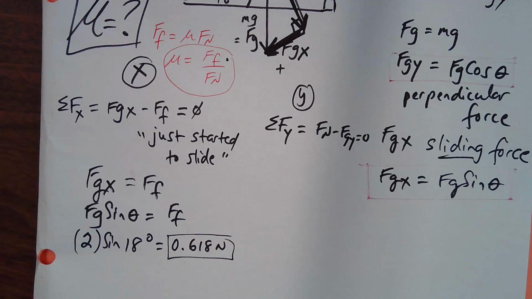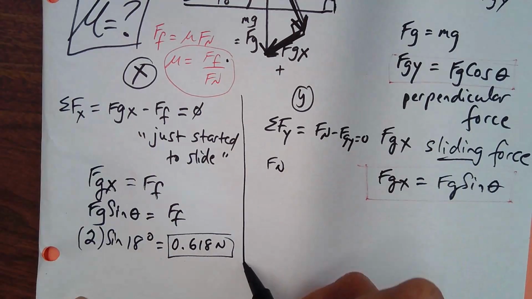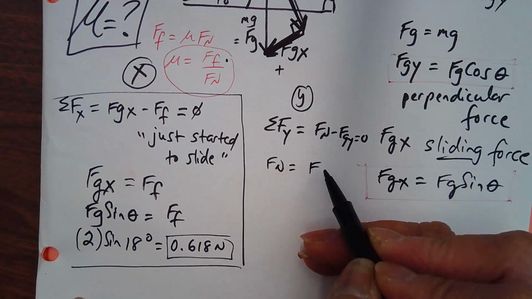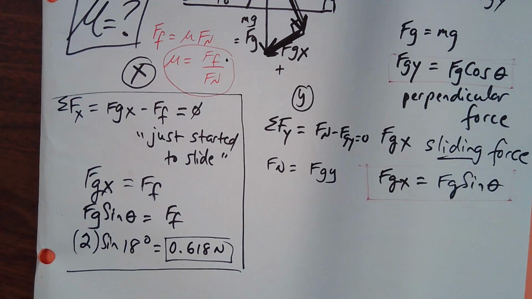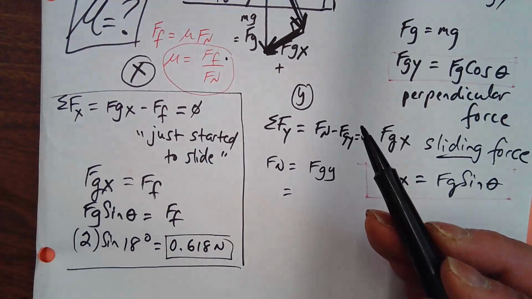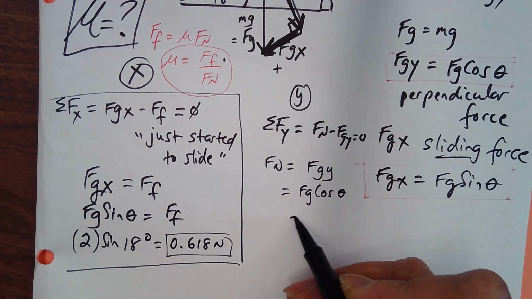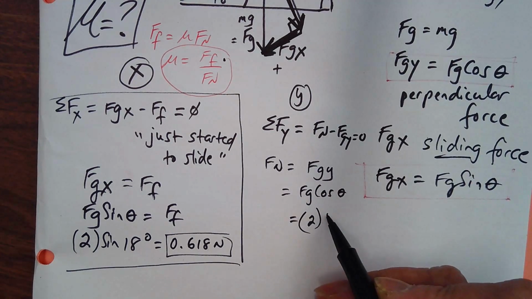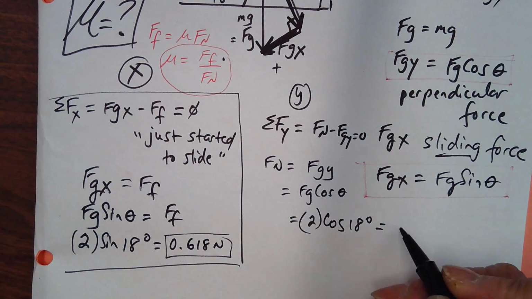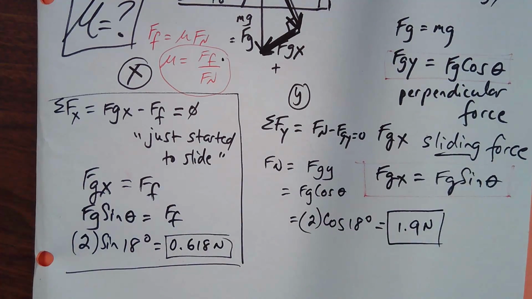Now we have to find the F of n. Where is F of n? Right here. F of n is equal to FG of y. So what's FG of y again? FG of y, adjacent and hypotenuse, so FG cos theta. So 2 is the weight times cos of 18. And what is that? 1.9 Newtons. Okay, so we have those two numbers.